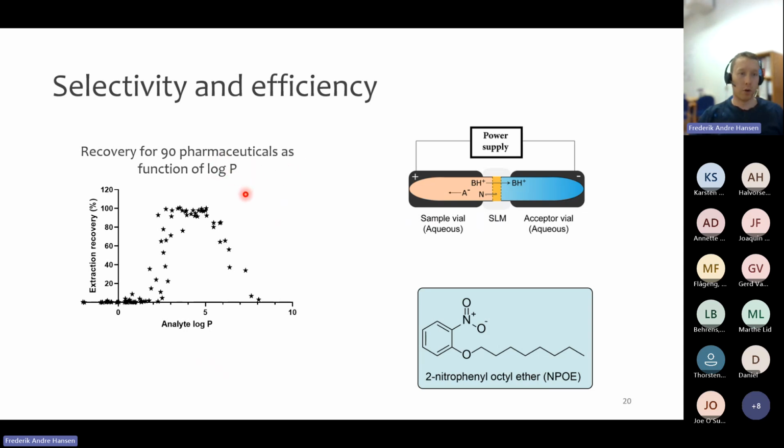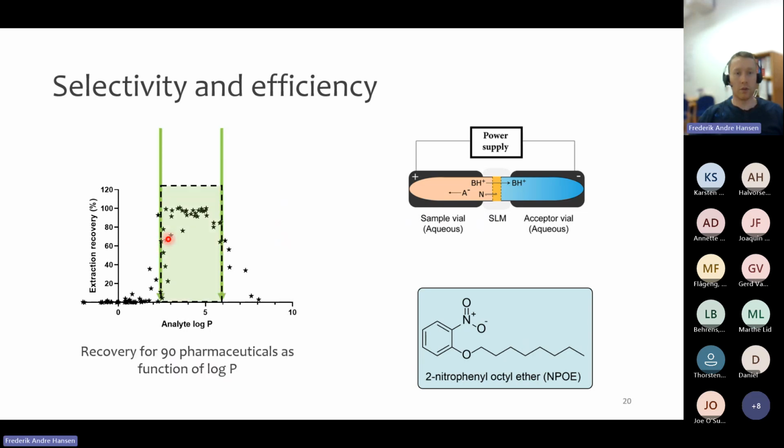So you can see, if we plot the extraction recovery, which is the percentage of the sample ions that were put into the sample that actually were transferred into the acceptor solution, against the hydrophobicity, and extract with one particular solvent called 2-nitrophenyl octyl ether, or NPOE for short, then you get a window where things within this window are extracted with near 100% efficiency. This we call the extraction window of this system.